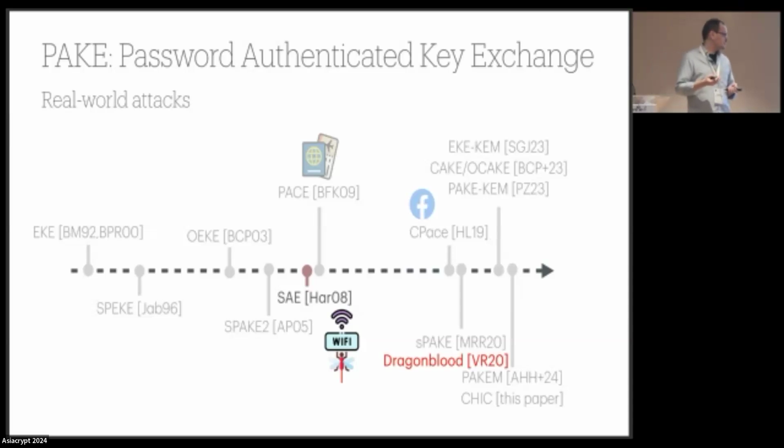We've also seen real-world attacks on these protocols, notably Dragonblood, which took advantage of timing attacks to break Wi-Fi WPA3 through side channels.